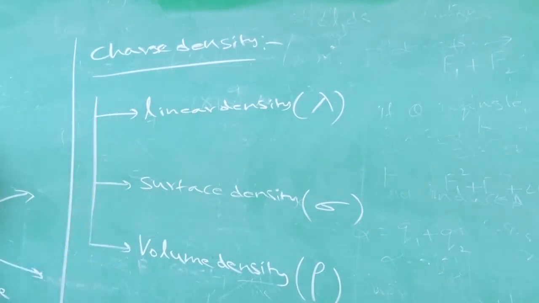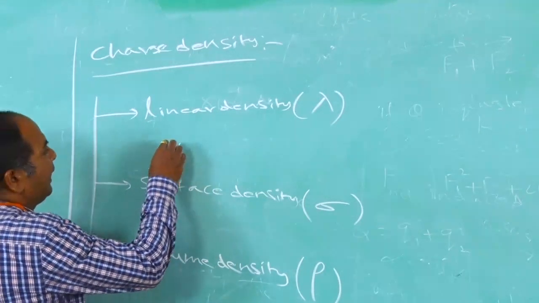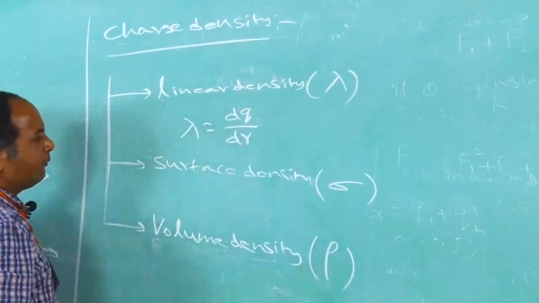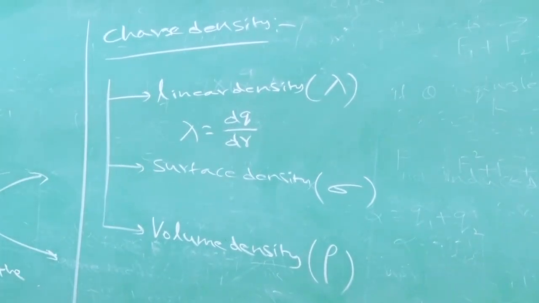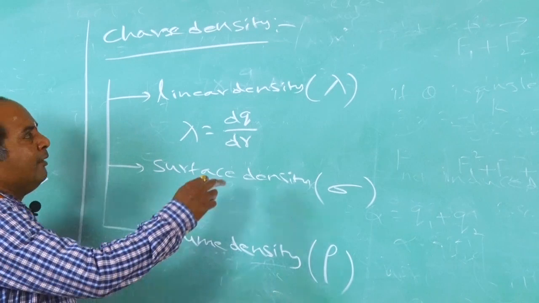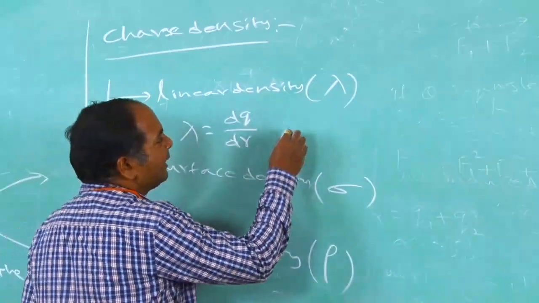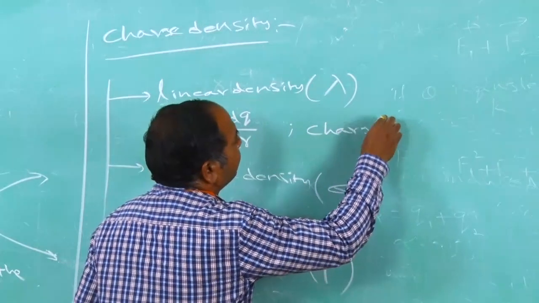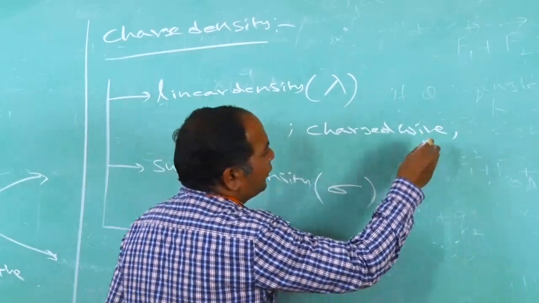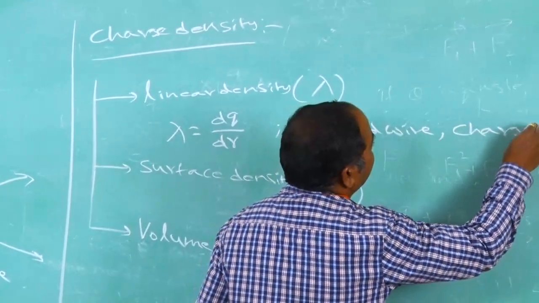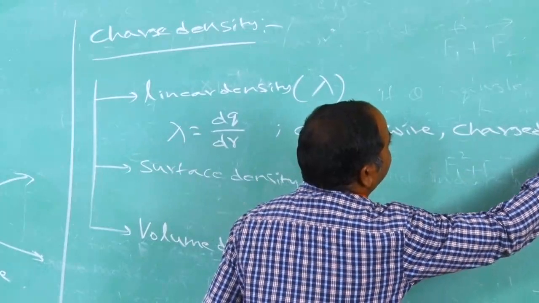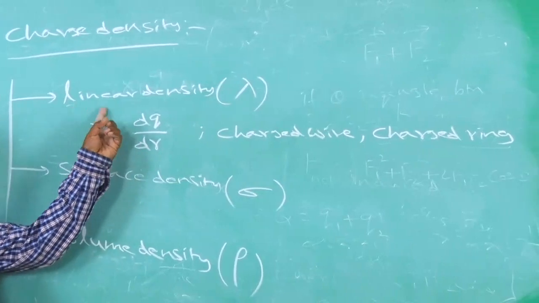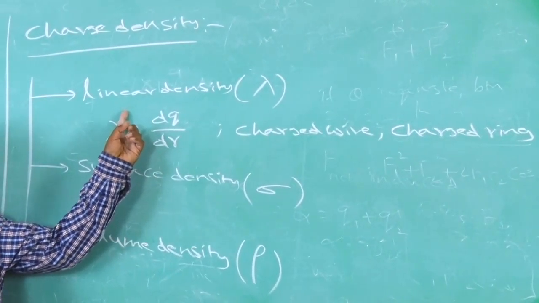Here, linear means along the length. So lambda is equal to dq divided by dl, the charge per unit length. Which body has linear density? Suppose you take a charged wire, or a charged ring. In the case of a wire or ring, the charge stays only along the length. That's why it is called linear density.